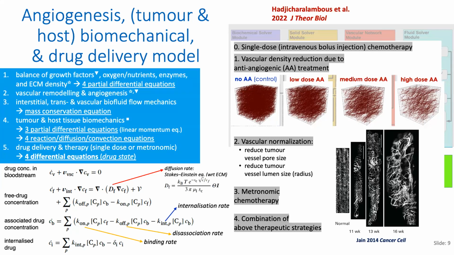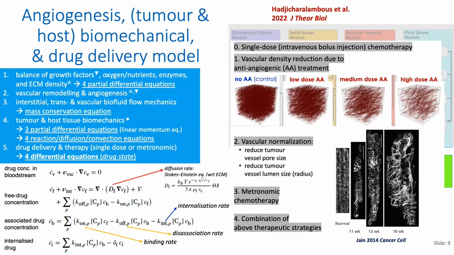So different scenarios, starting from the top to bottom: single dose intravenous injection, and then different scenarios as we go along, where we try to simulate vascular density reduction. This is in effect the outcome of anti-angiogenic treatment. This is what's been done on patients, and we want to simulate that on a mouse model.